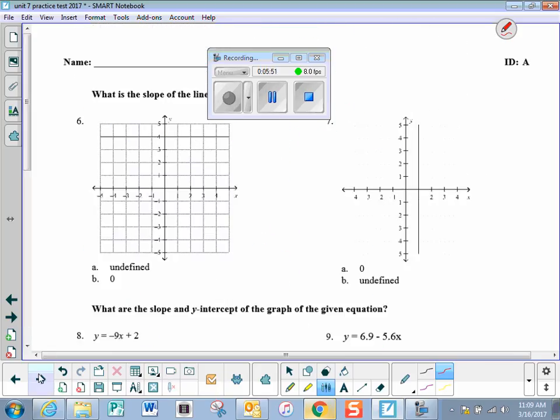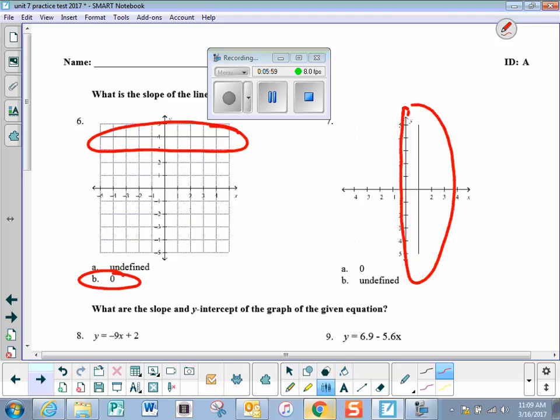Okay, page 2, what is the slope of the line? We're talking about this line right here. What is the slope of this line? Brian was supposed to have learned from that from the quiz. I know, and that's undefined.